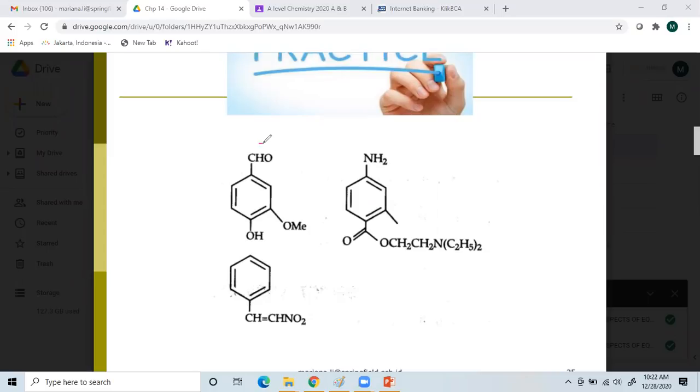Okay, let's start to discuss this. CHO, this is aldehyde. I already showed you that this is C double bond OH, right? Same aldehyde. OMe, that means this is O connected to CH3. CH3 is methyl, so OCH3 methyl. So this is ether, ROR. And this is alcohol. And this is arene.